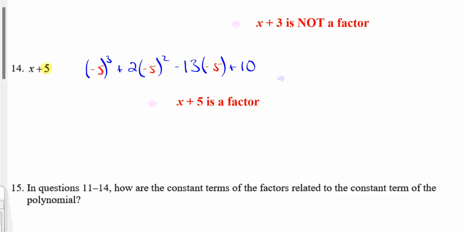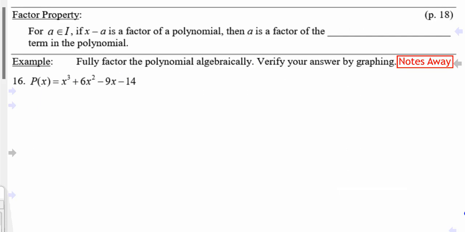So the factor property tells us, suppose a is an integer, if x minus a is a factor, then this a will be a factor of the constant term in the polynomial, which is what we just observed. So in our binomial, this term has to be a factor of the constant term in the polynomial, if our factors are going to have integer values, which for this course they will.